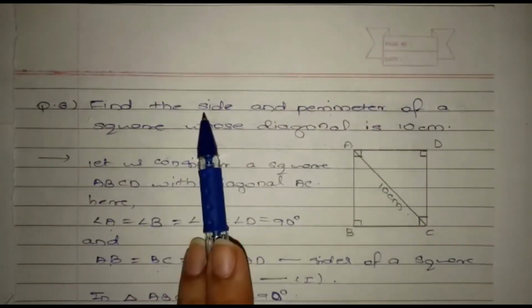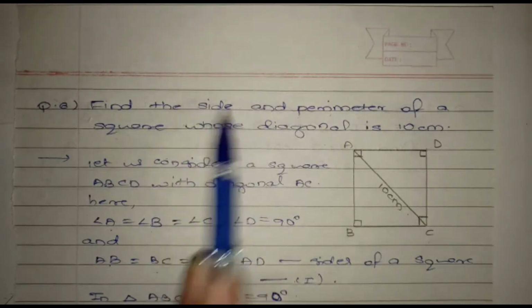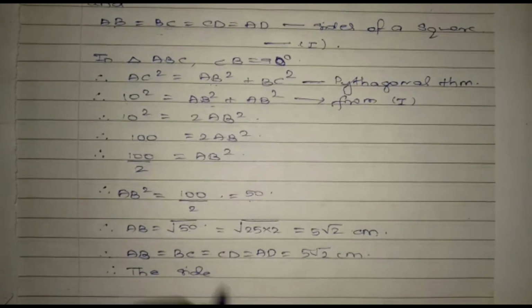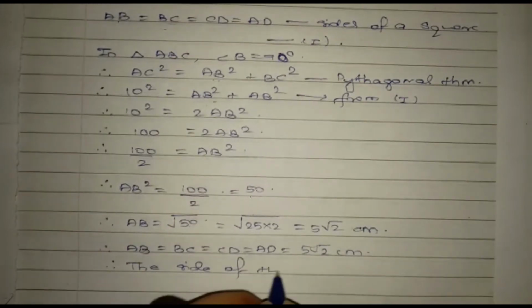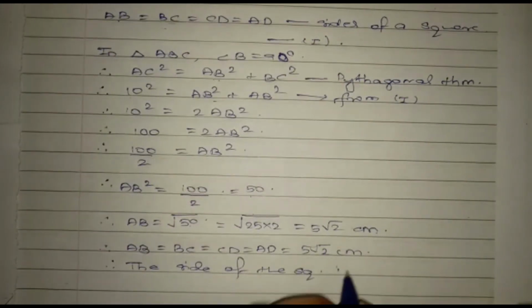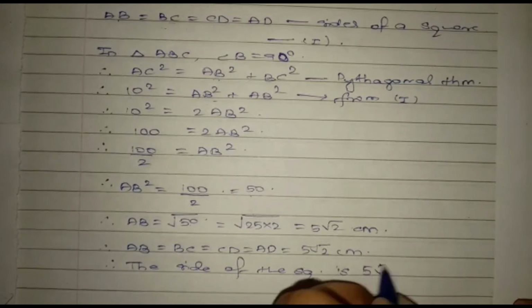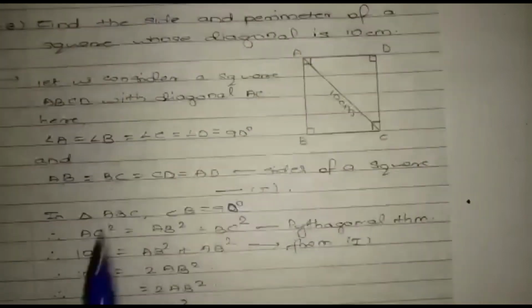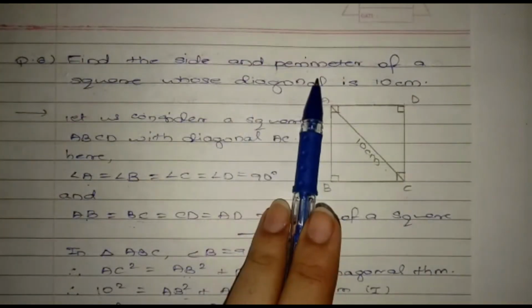Therefore, first we have found out the side, so we'll write the final statement that the side of the square is 5 root 2 centimeter. Okay, now we have to find out the perimeter of the square.